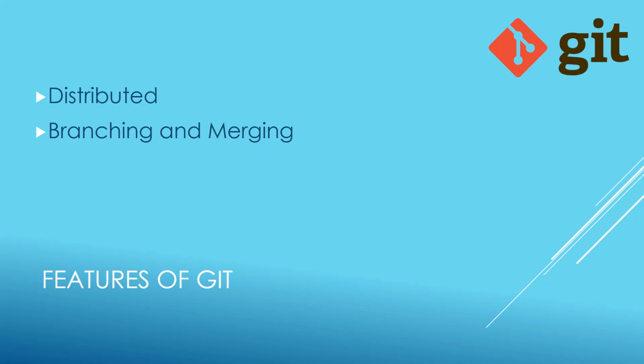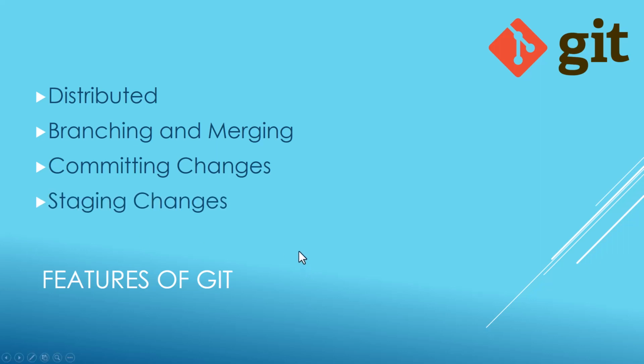Git allows developers to create branches for testing new features or making changes to the code base without affecting the stability of the main branch. Changes made in a branch can be merged back into the main branch once they are complete. Git allows developers to commit changes to the code base, which creates a snapshot of the code at that point in time. Each commit includes a message that describes the changes made.